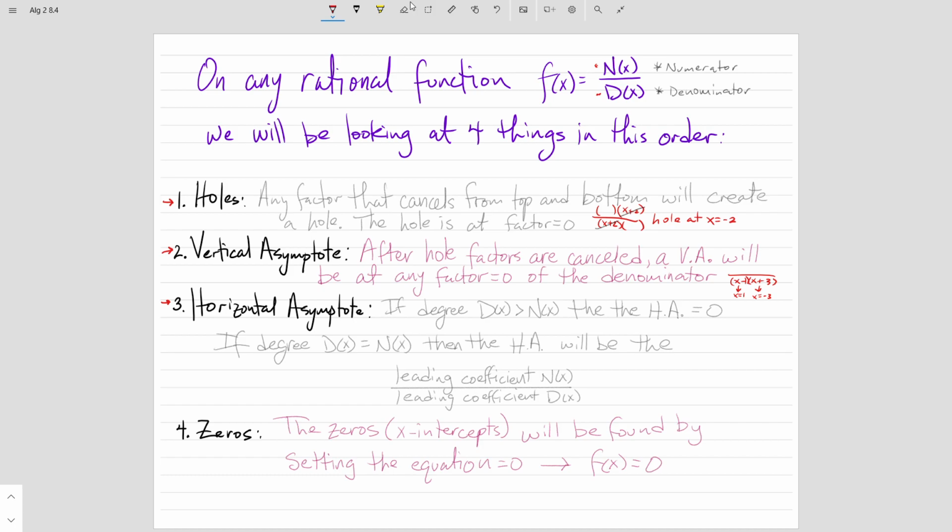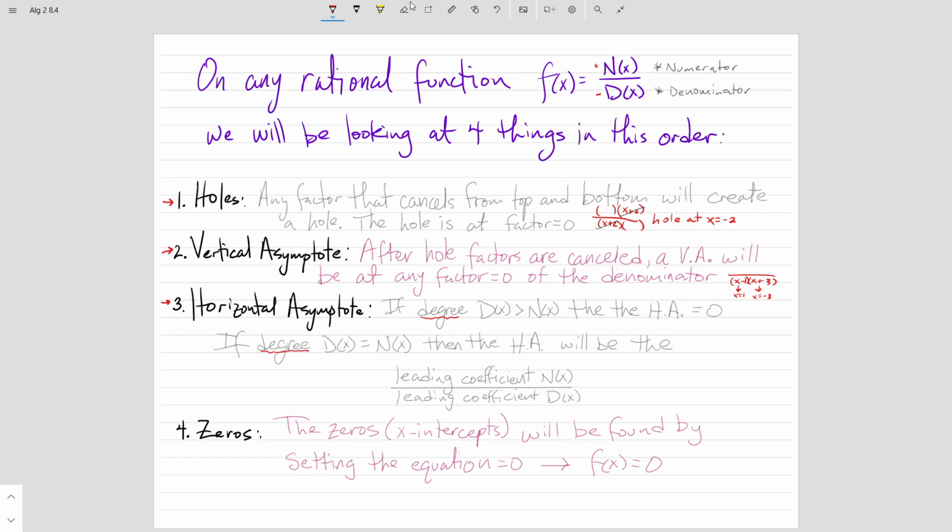Rational functions, like I tried to say before, can look all sorts of different ways. We technically are only going to look for horizontal asymptotes on two of the situations. So they all focus on the degree. Okay?